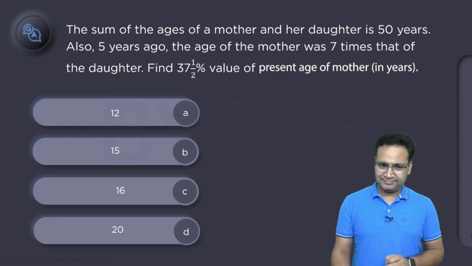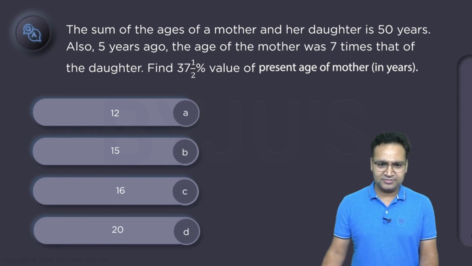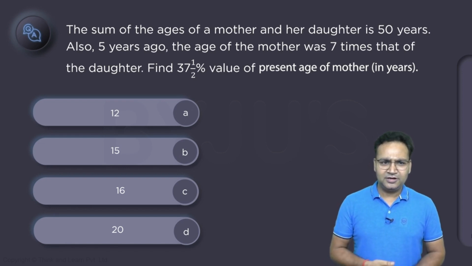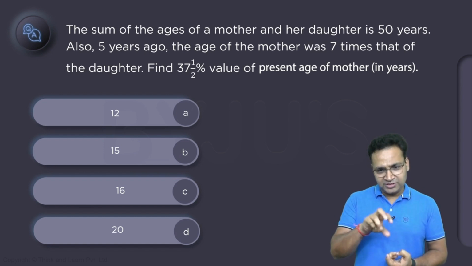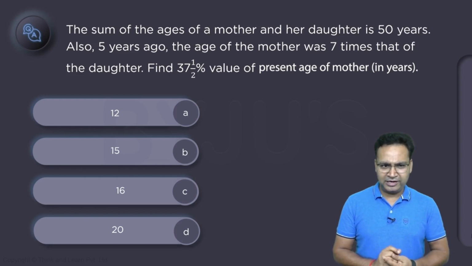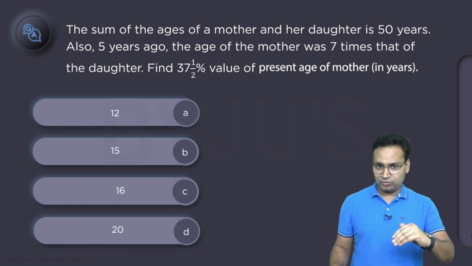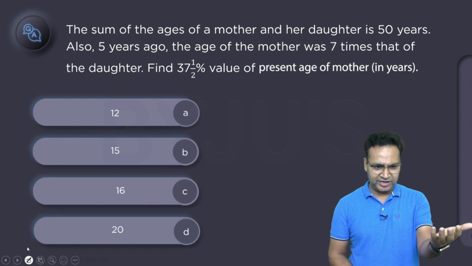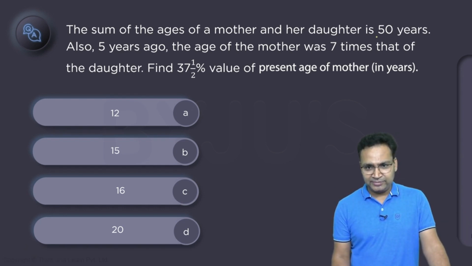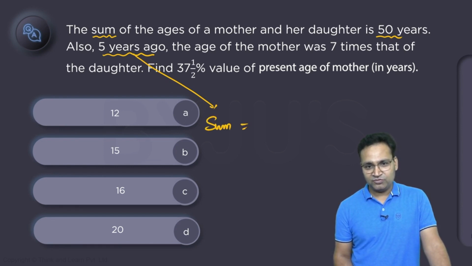Okay. Look at this. The sum of ages of mother and her daughter is 50 years. Also 5 years ago, the age of mother was 7 times the age of daughter. Not getting my point? Tell me. Sum of the ages of mother and daughter is 50. Currently it is 50. 5 years ago. So let me do it by that simple concept, without equation. Currently the summation is 50. 5 years ago, the sum will be how much? 50 minus 5 minus 5, 2 people were there. 40.